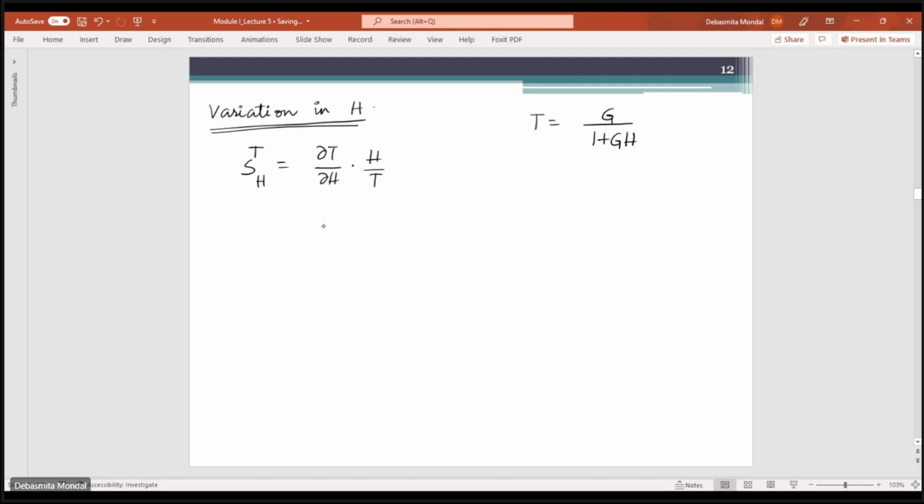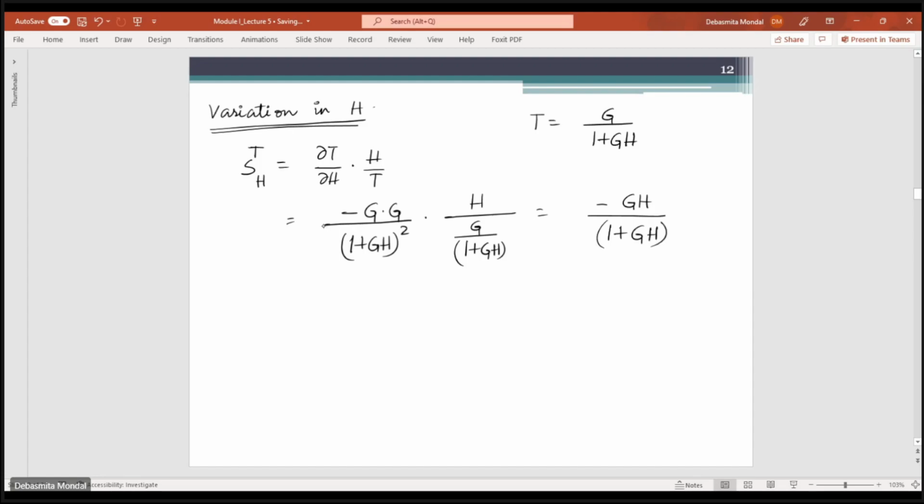Correct? So similarly again, the value of T is equal to G by 1 plus GH. From here, again you do the partial derivative and you will get minus G by (1 plus GH) whole squared, into G, and you have H by G by 1 plus GH. So this is equal to minus GH divided by 1 plus GH.